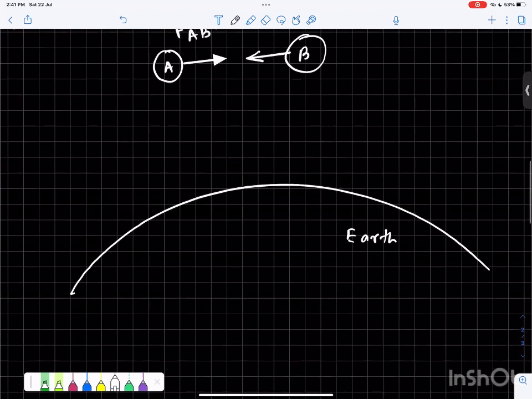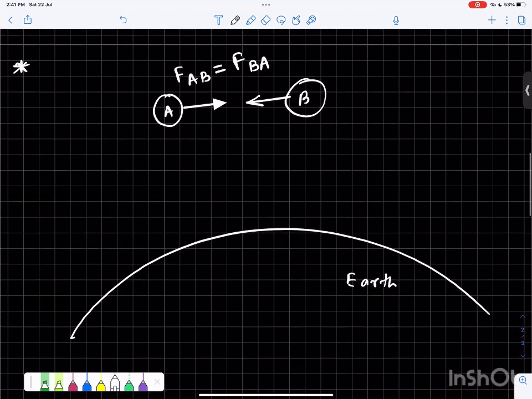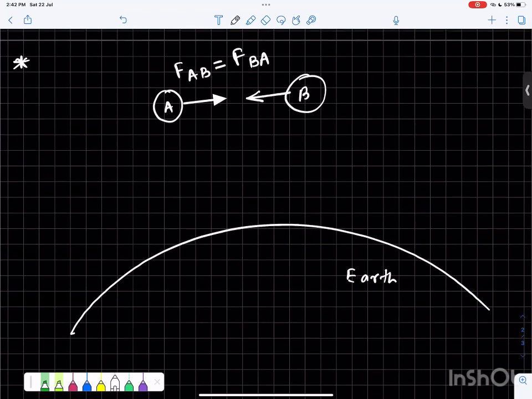Okay guys, next thing. Just like A and B are attracting each other, in the same way there is also a force of attraction between A and the Earth. There is a force exerted by A on Earth and a force exerted by Earth on A. Both of them are happening, and these forces are equal. A is attracting Earth, Earth is also attracting A, and both are equal forces. The most common mistake is that people feel Earth will attract A with a greater force. Remember, it does not. They both attract each other with equal forces.